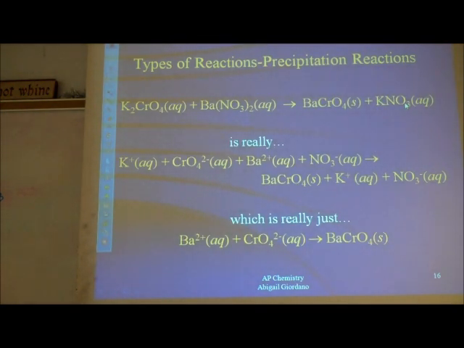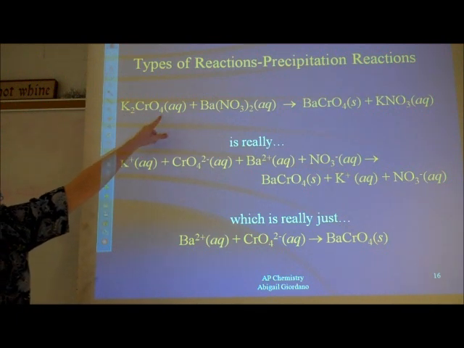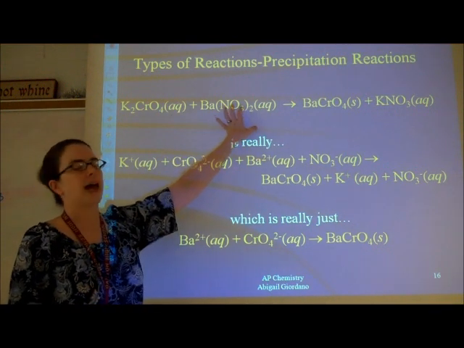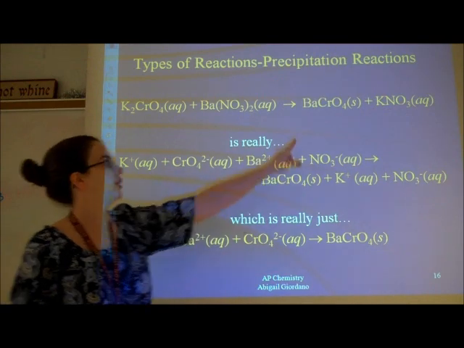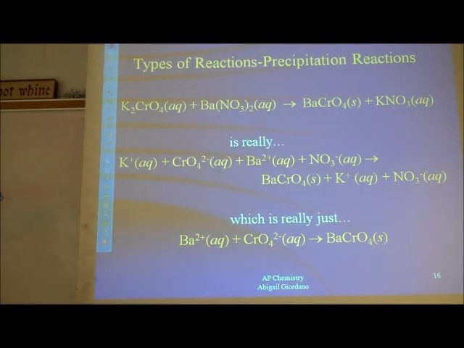And I want you to look at this progression here. Alright, this is the same reaction I had on the previous slide. And I want you to notice these compounds that have AQ written after them, these are the ones that are soluble. If this one was insoluble, the other three must be soluble. What does the word soluble mean? Will dissolve. Okay? Well guys, what does it mean when an ionic compound dissolves?